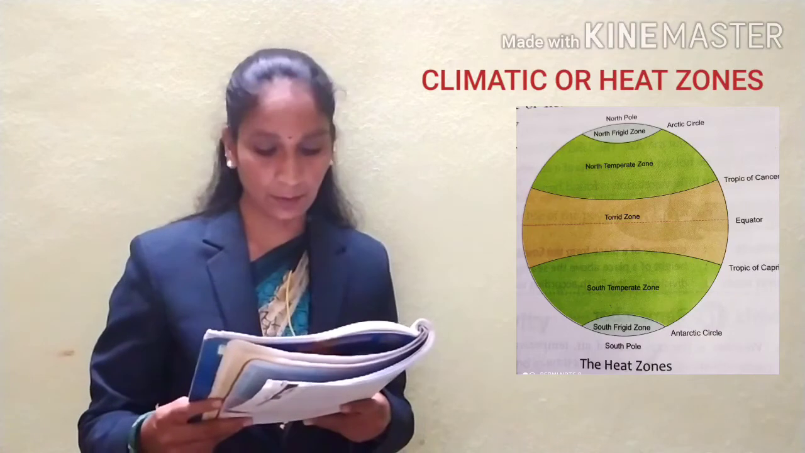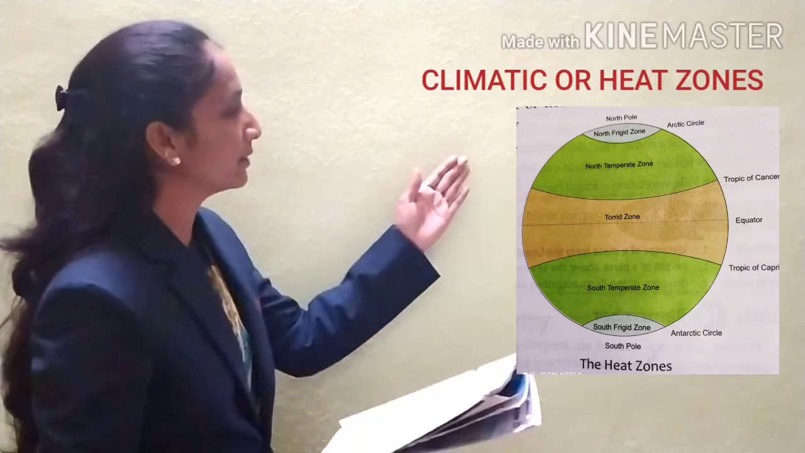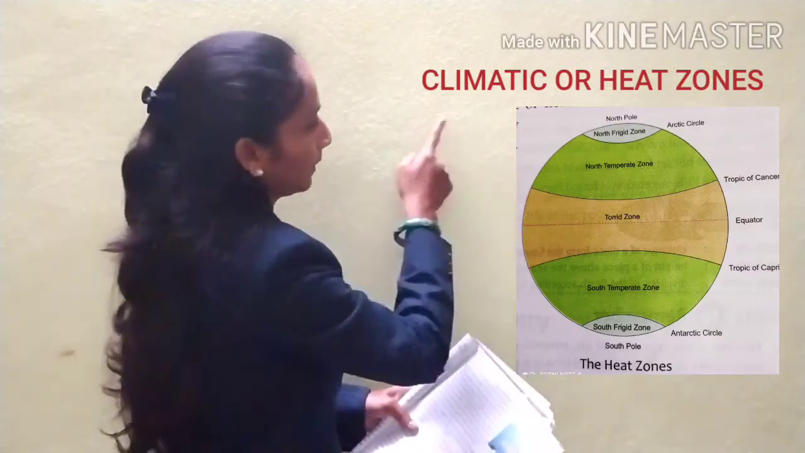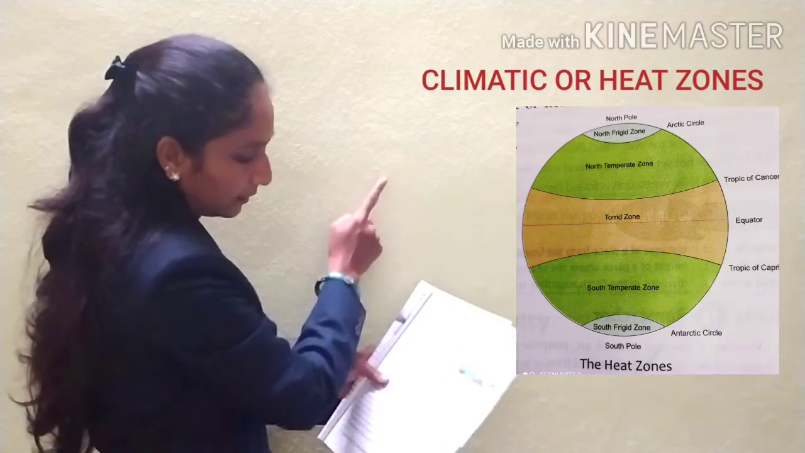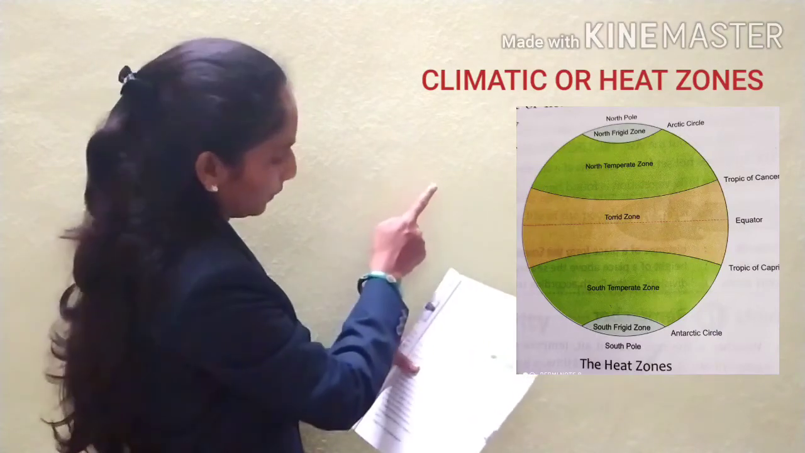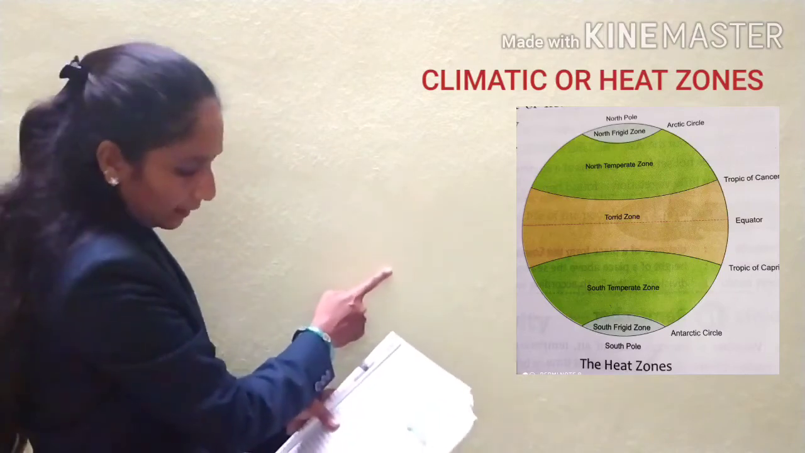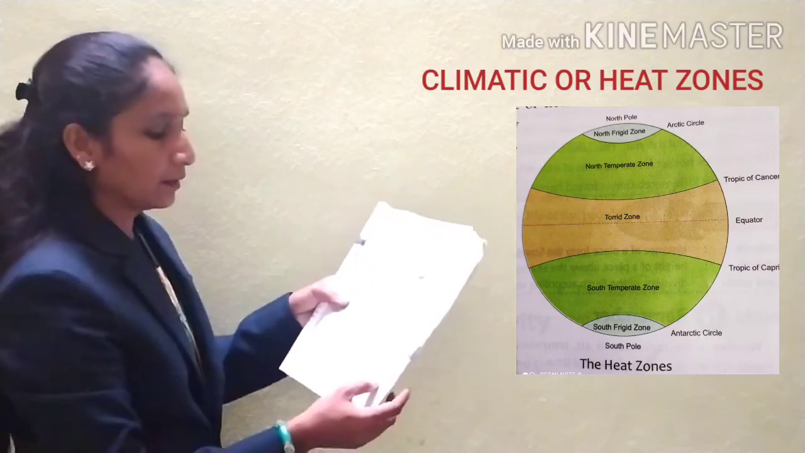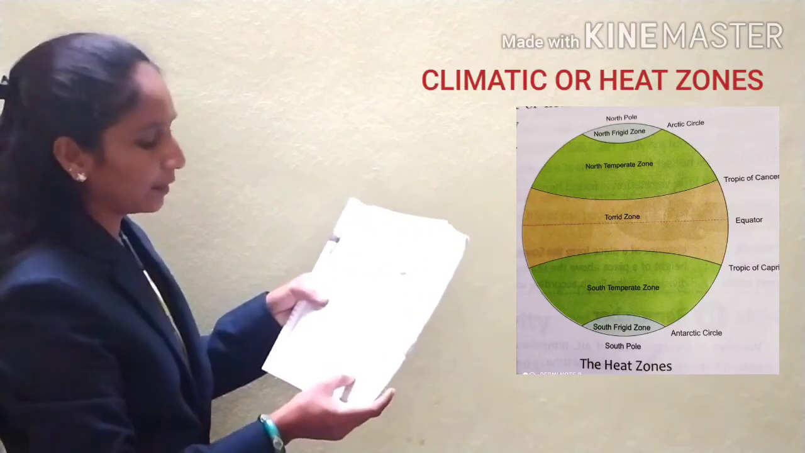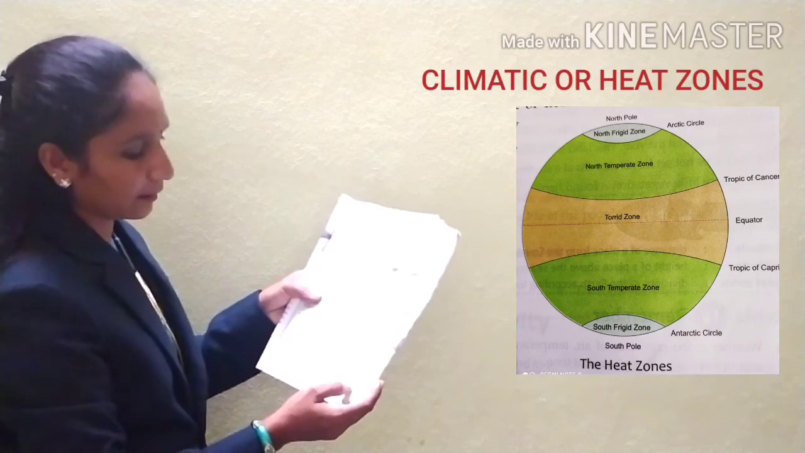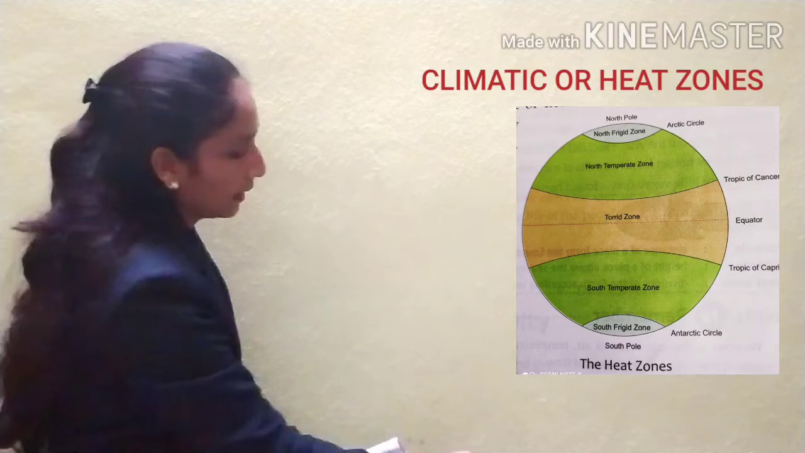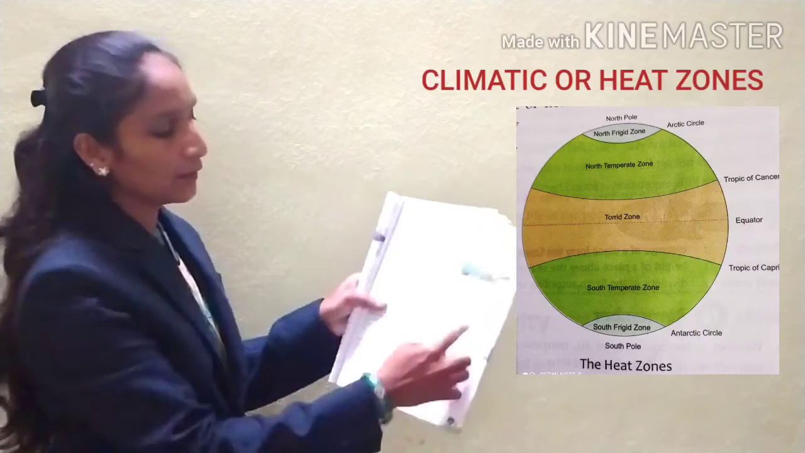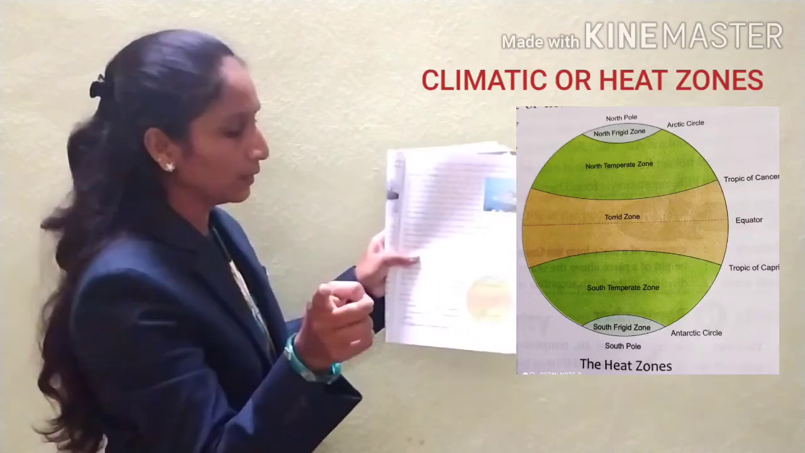The three climatic or heat zones, here you can see the figure of the heat zones. First the Arctic Circle, then the north temperate zone, then the Tropic of Cancer, then the equator. This middle line is the equator. Then the Tropic of Capricorn, then the south temperate zone, then the south freeze zone, then the Antarctic Circle. The last point is the South Pole, and the upper point is the North Pole. This figure you have to draw in your notebook.